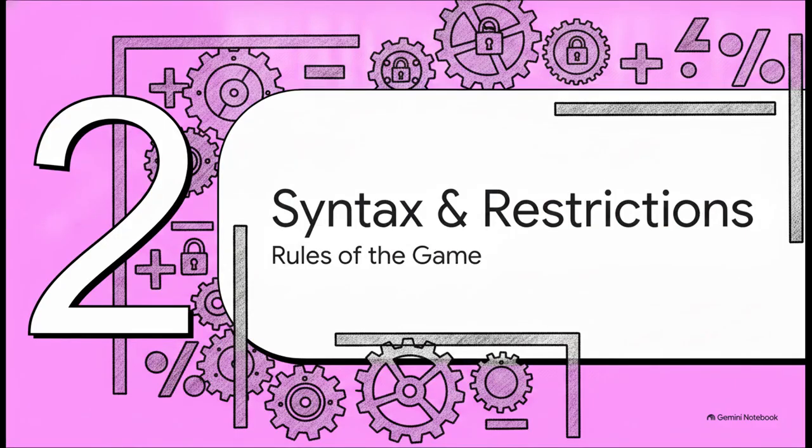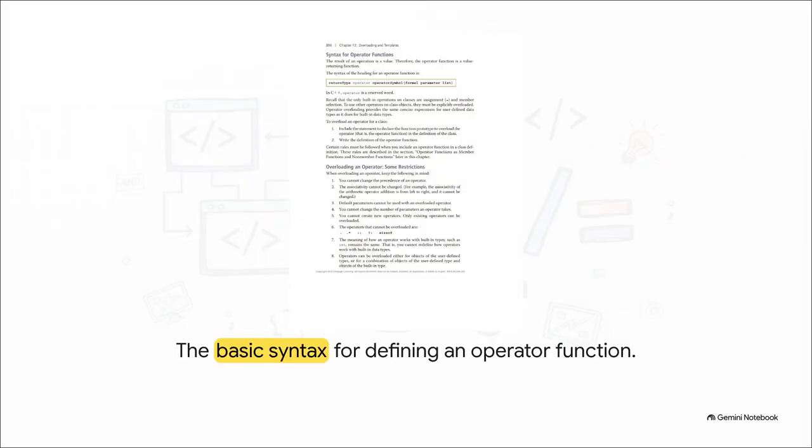Moving on to section 2, syntax and hard restrictions. Now, before we go wild and rename every single function to a math operator, we do need to know the rules. The syntax itself is pretty straightforward. You just need a return type, the keyword operator, the actual symbol you want to overload, like a plus or an equal sign, and then your parameter list. But while writing it is easy, C++ does enforce some strict boundaries.